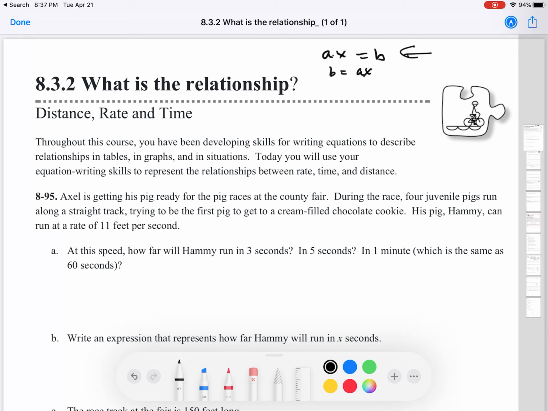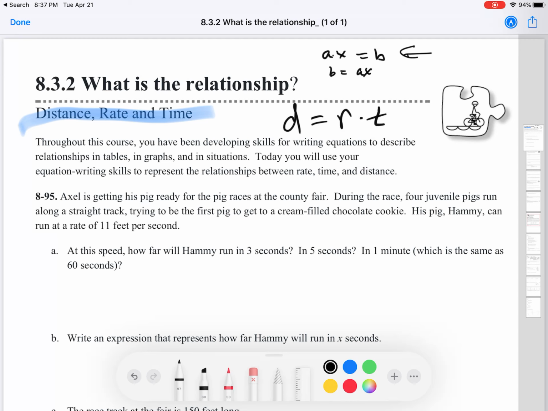The reason I rewrote that today is because our focus today is all about distance, rate, and time. And I know I'm kind of peeking ahead here, but this is how it's going to look today. Distance, that is not what I want right there. Sorry about that. Distance equals rate times time.